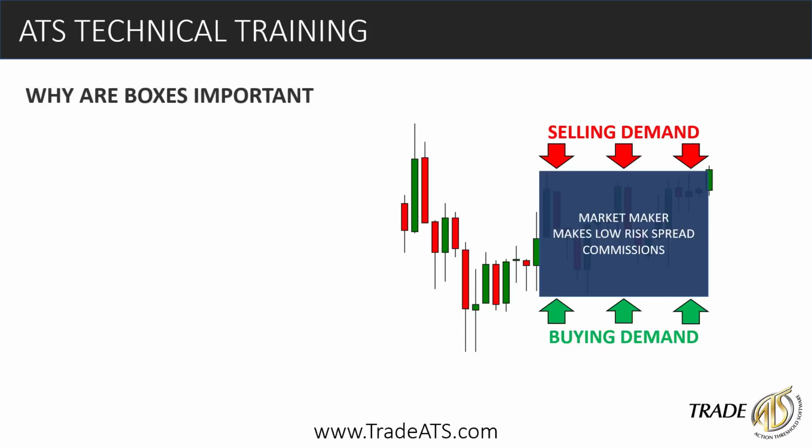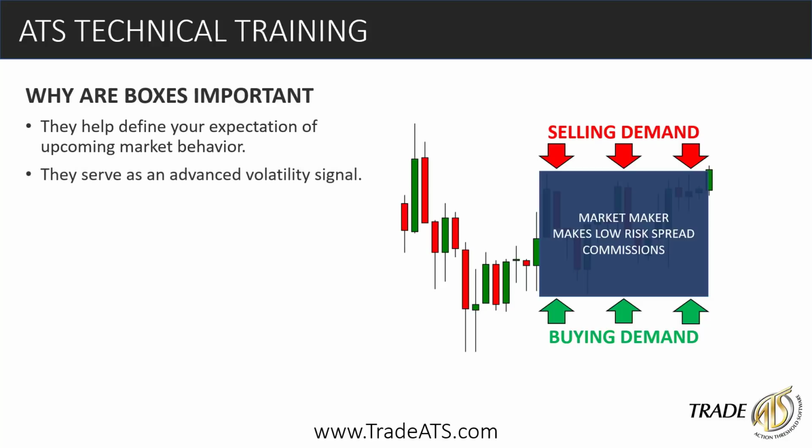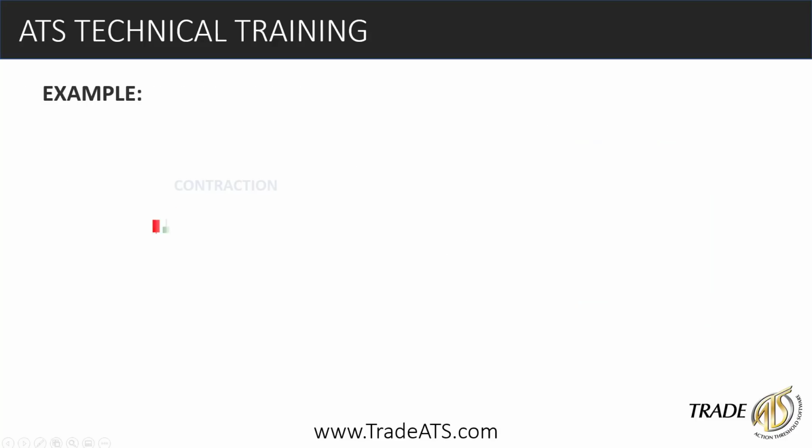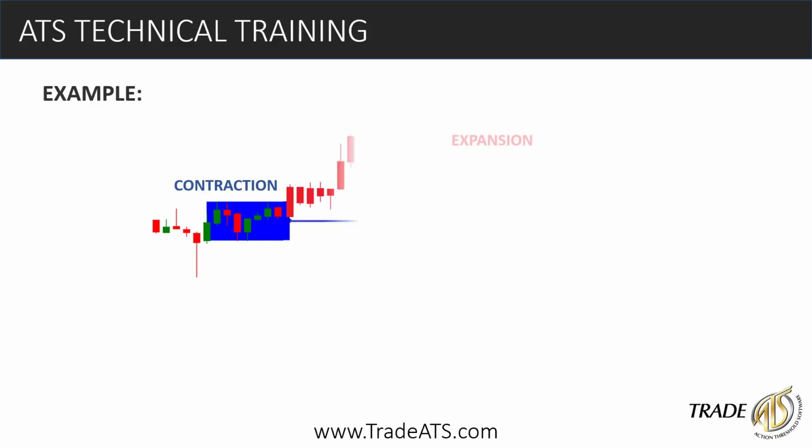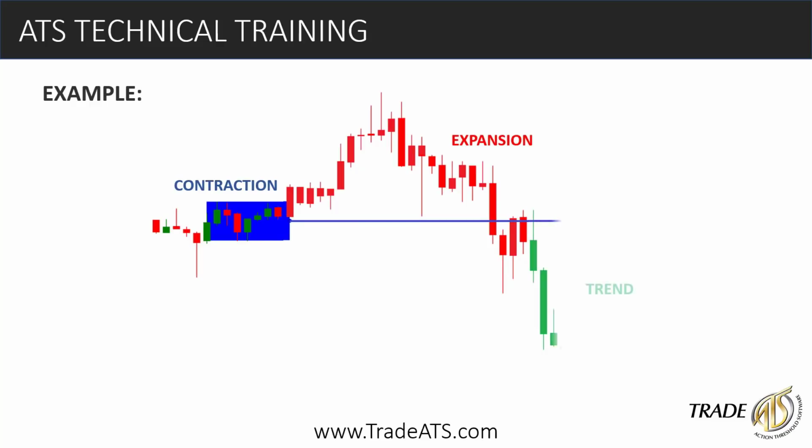So why are boxes important? They help you define expectation of upcoming market behavior, which can serve as an advanced volatility signal. This is really important. Let's look at an example right now. So when you see the contraction box form on your screen, when the software triggers that box, what is coming next? You know that the expansion, the immediate coming out of the box, and leading into the trend, you know that those two phases are next.